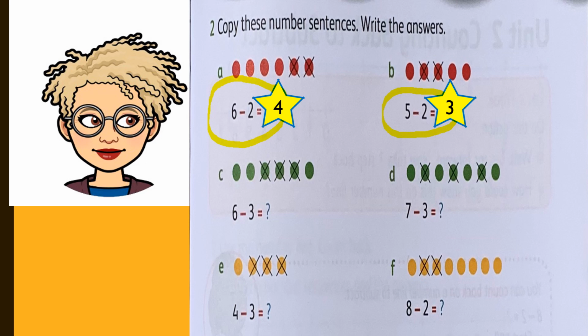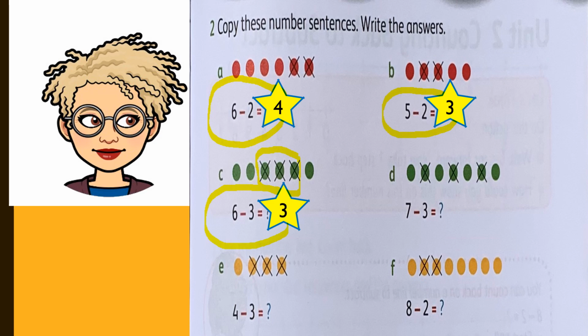Very good. Now, I'm going to do this third one with you, and then I'm going to give you some time to do the others on your own. You're going to write 6 minus 3 equals. Do you see where they put an X on 3 of them? So those are being taken away. Our job is to count to find out how many are left. 1, 2, 3. 3 are left.